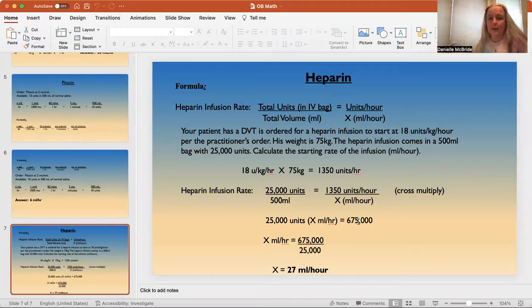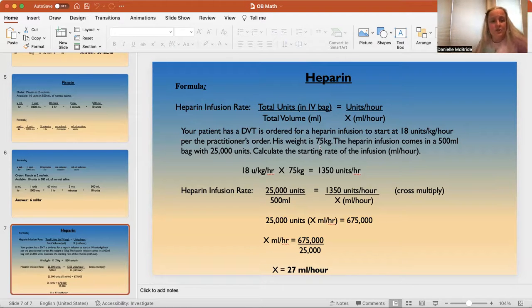Okay, it says your patient has a DVT and is ordered for heparin infusion to start at 18 units per kilogram per hour. It even is kind enough to tell us how many kilos he weighs. So let's write out what we know. We want 18 units per kilo per hour.